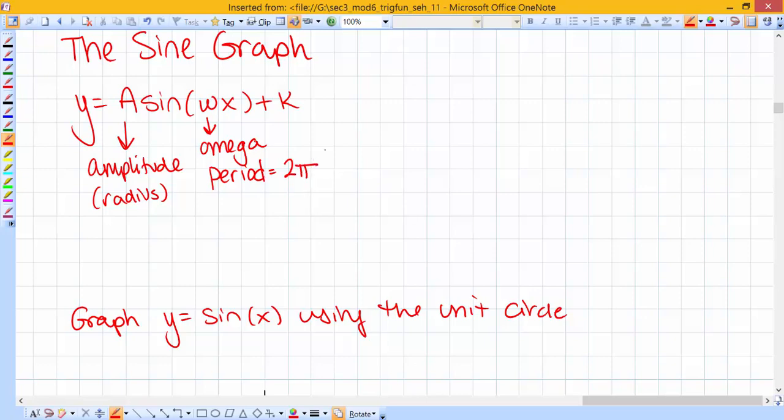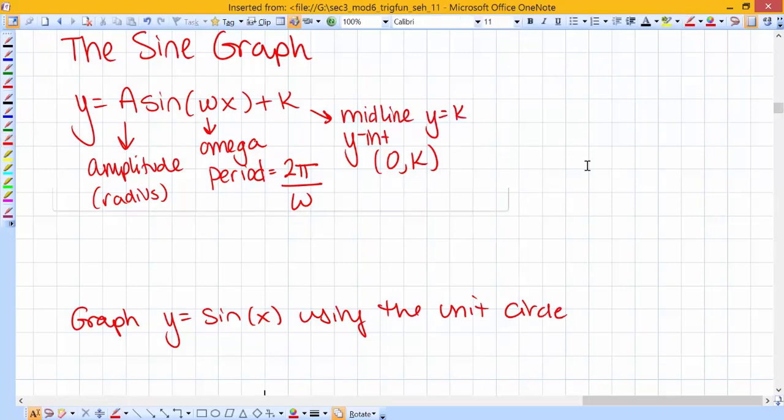And since we're going to be working with radians, in the task we did 360 divided by omega, but in radians 360 is 2 pi divided by omega. And then K is our midline, which is y equals K, or it is also our y-intercept. So we're going to use those things as we're graphing through this.